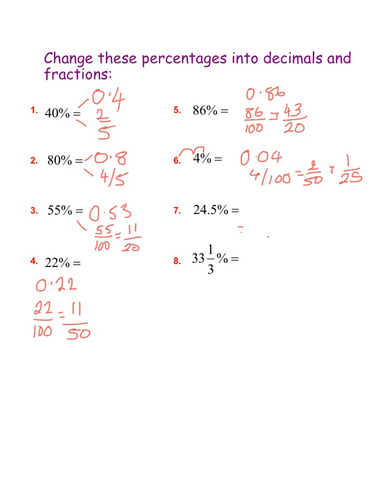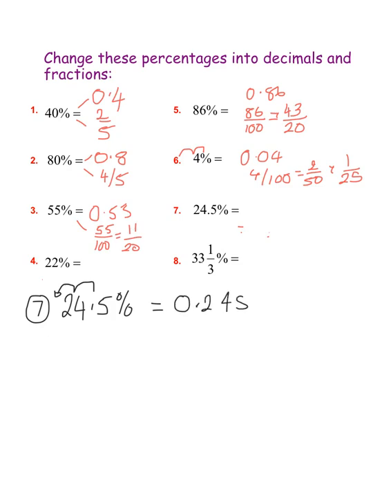I'm now going to delete these annotations and I'm going to go through questions 7 and 8. So 24.5%, to write that as a decimal is straightforward. It's a decimal percentage here, we just want to write it as a decimal. So we're going to divide it by 100, so that would give me 0.245.